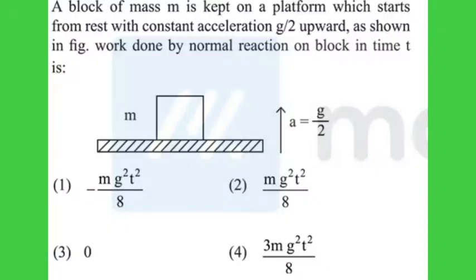900 joules. Next question. A block of mass m is kept on a platform which starts from rest with constant acceleration g by 2 upward as shown in the figure.